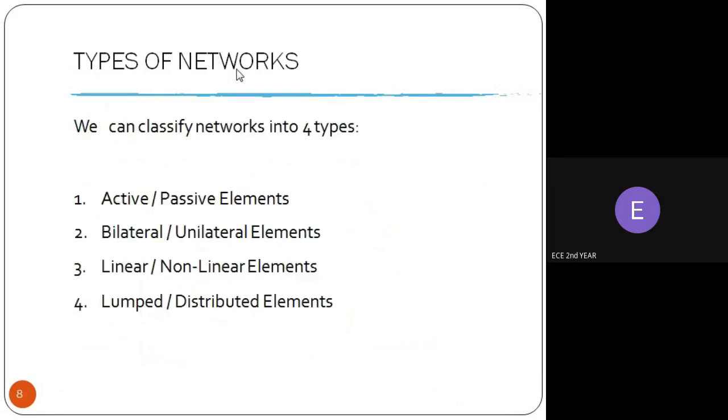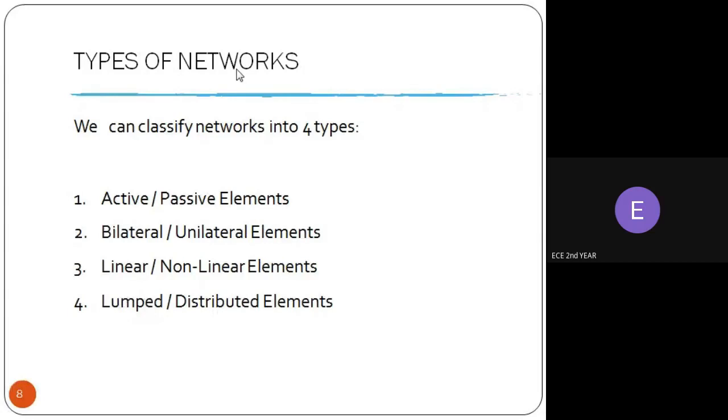There are different types of networks available. We can classify the networks into 4 types. One is active and passive elements. The second one is bilateral and unilateral elements, the third one is linear and non-linear elements, and the fourth one is lumped and distributed elements.